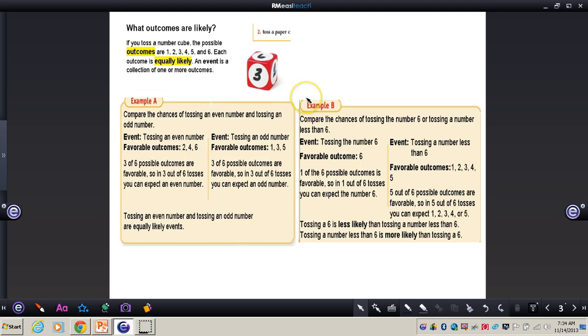Okay, we're going to take a look at a few terms and events and things like that together. You want to get out your notes. You're going to write some of these things down. So first of all, we're going to take a look at the question, what outcomes are likely?